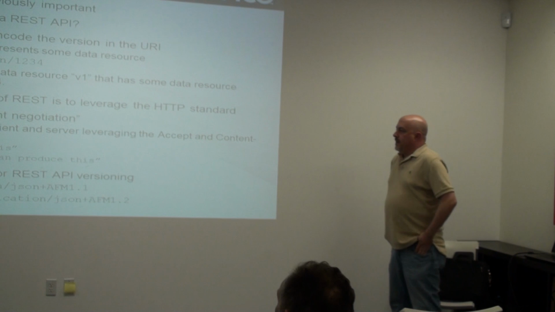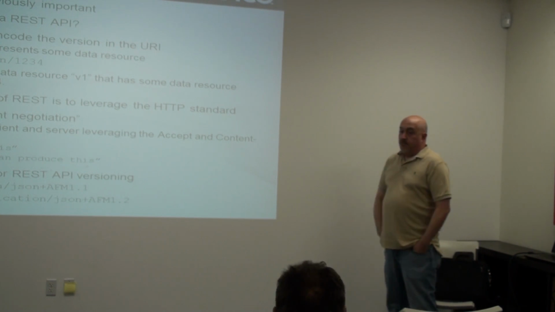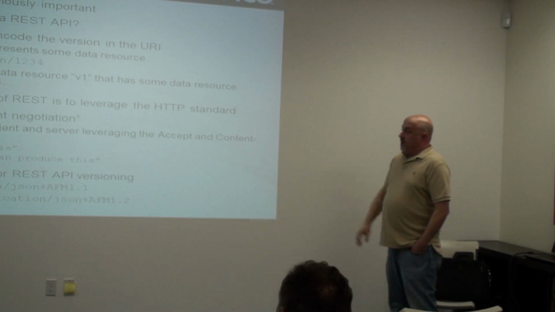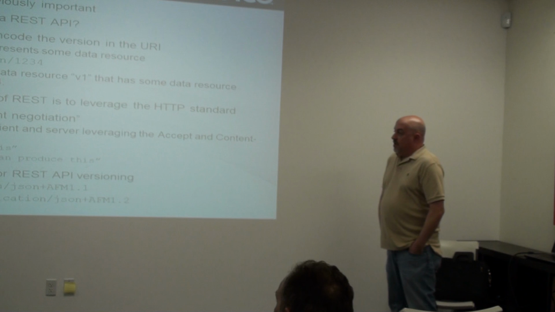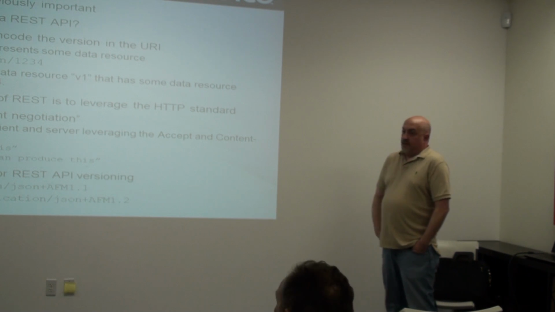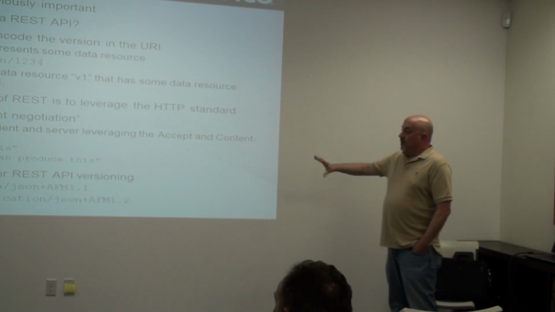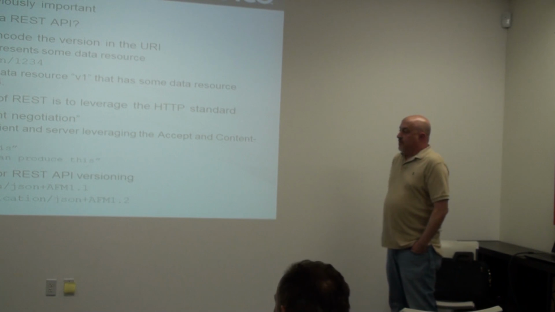So the approach that we're taking actually just leverages the built-in content negotiation of HTTP. You can specify in your Accept header what version you want, and the server can specify in the content type what it accepts, and you just use straight up content negotiation to agree on what version of the API you support and what version of the API the server might support, and go from there.